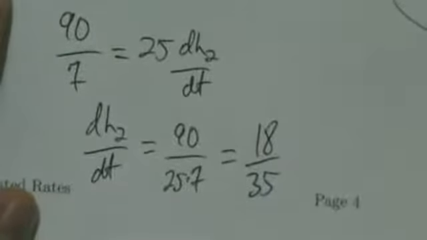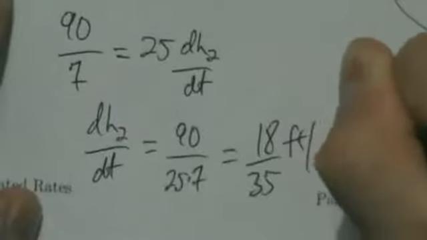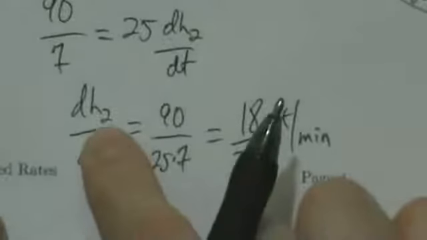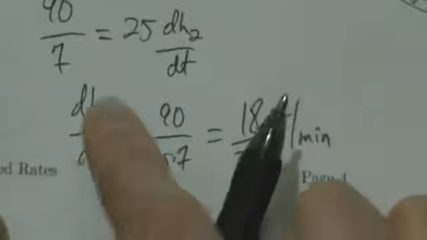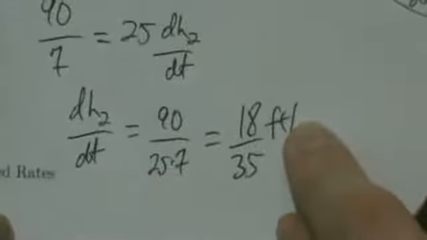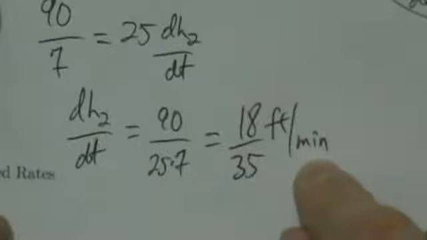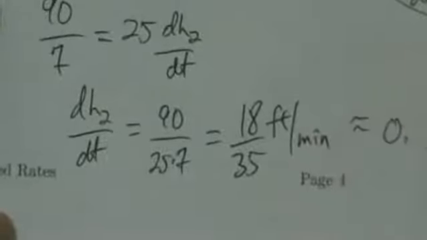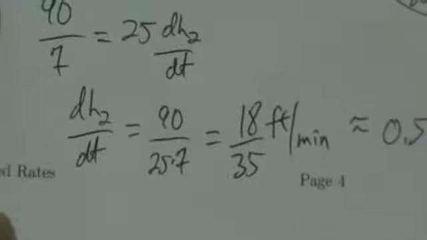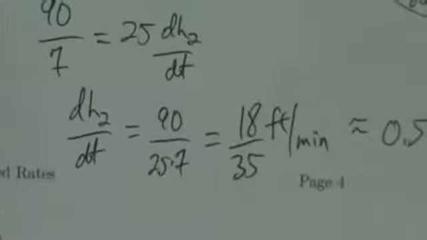And what are the units on that? Well, they're going to be feet per minute, because if we go back up here, the radius of the water in the conical tank is decreasing at a rate of 2 feet per minute. So those are our units here, feet per minute. And if the radius is in feet, then so is the height. And if the rate of change is per minute, then dh2/dt is also per minute. So that's pretty much it. dh2/dt is 18/35 feet per minute, which is about equal to 0.5143 feet per minute.